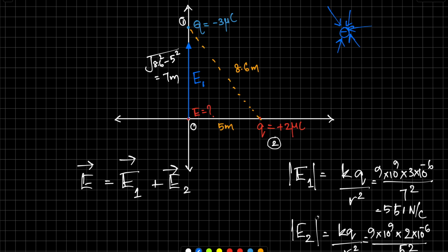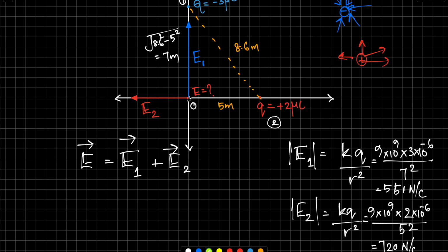And what about charge number 2? It's a positive charge. So for a positive charge, electric field line should be going away from the charge. So this is our charge. So the electric field line should be going away from it. So that's the direction of the electric field created by the second charge, E2.